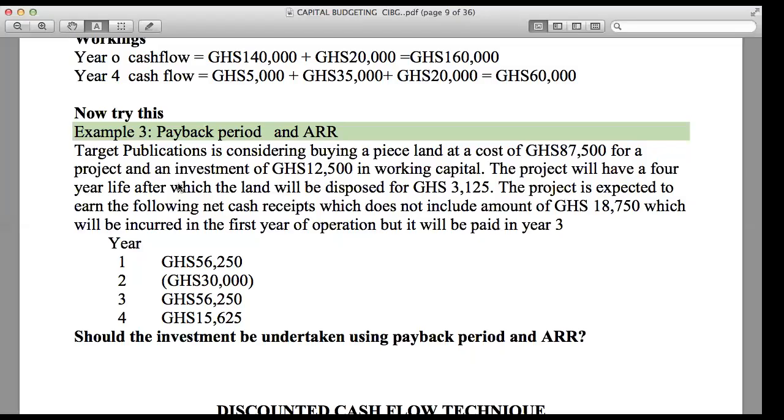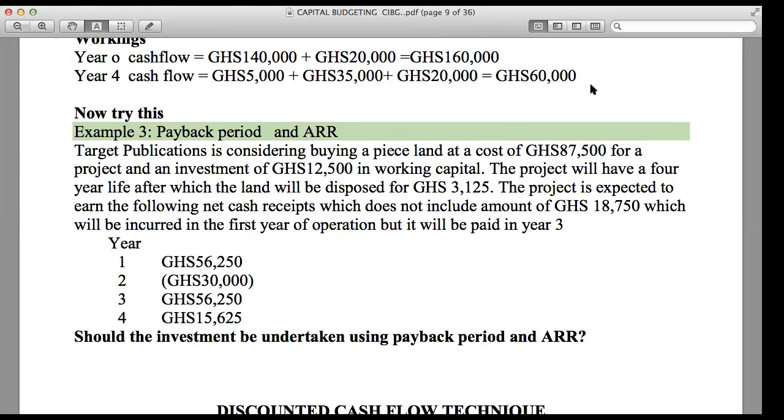So in the first year, just put all the investments, all the cost of investment together. So the cost of investment is the land, the cost is 87,500, plus the working capital of 12,500. So that gives us 100,000. Do you add anything to it again? The rest is scrap value. Good. So that is it.